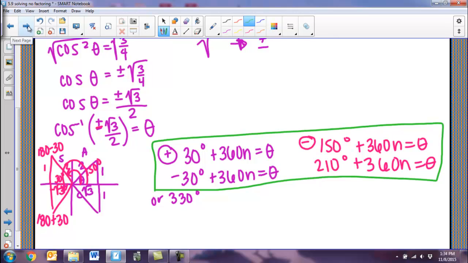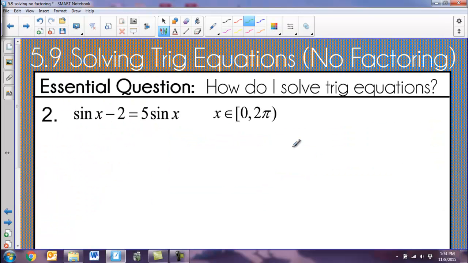Okay, let's try a different type of solving of a trig equation. Now this one looks a little bit different. We have trig functions on both sides. And so if you think about this back in the day, if we had something that looked like x minus 2 equals 5x, remember we tried to get all of the x's on one side, because that way I can do regular inverse operations on it. So I would have subtracted the smaller number from the bigger, and I would have gotten negative 2 equals 4x, and then you move on with your life.